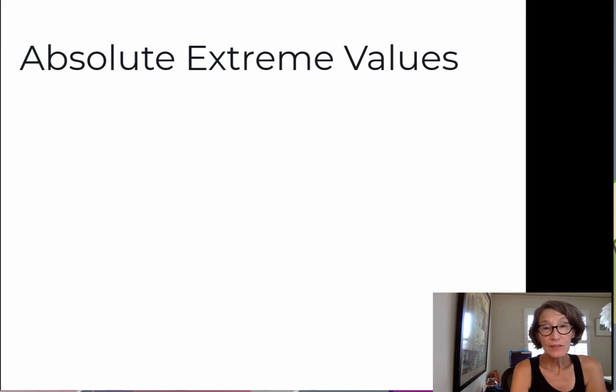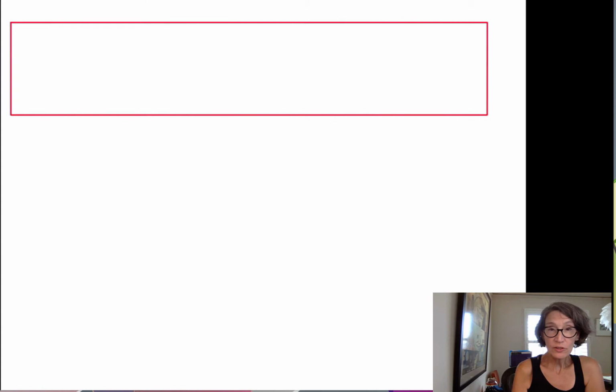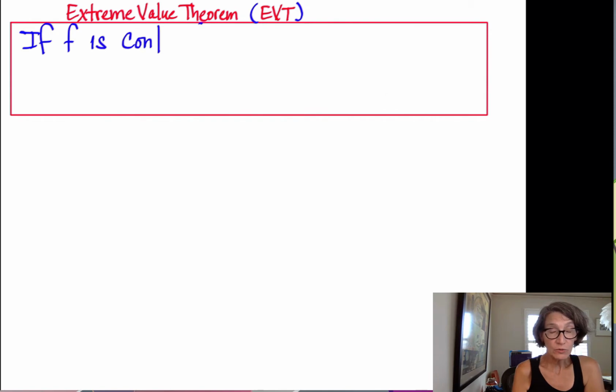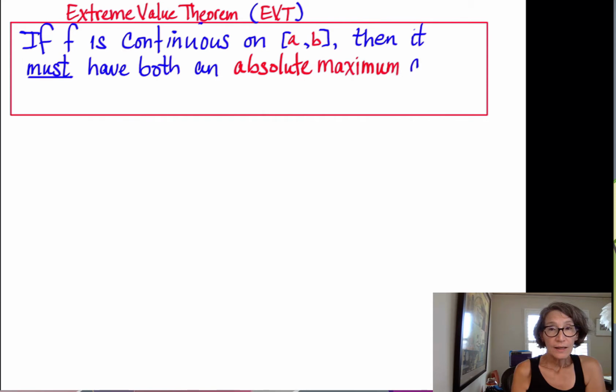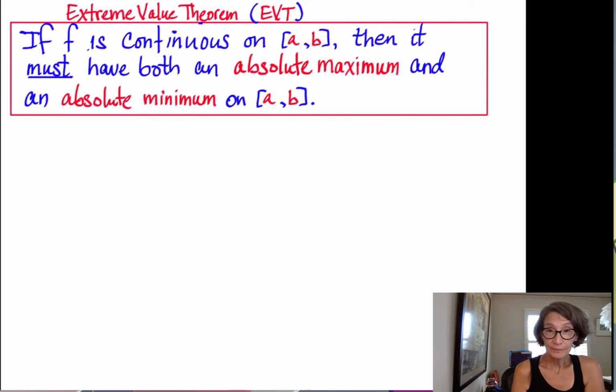Hi, welcome back. In this video, we're going to look for absolute extreme values of a function on a closed interval. So first, let's remind ourselves about the extreme value theorem and what that says. The extreme value theorem says that if you have a continuous function on a closed interval, so f is continuous on the closed interval from a to b, then it has to have both an absolute maximum and an absolute minimum value on that closed interval.